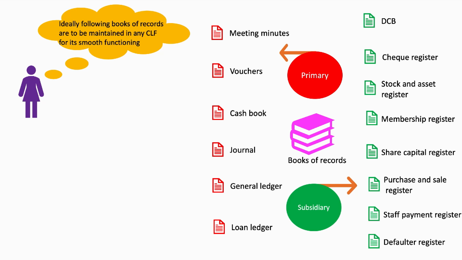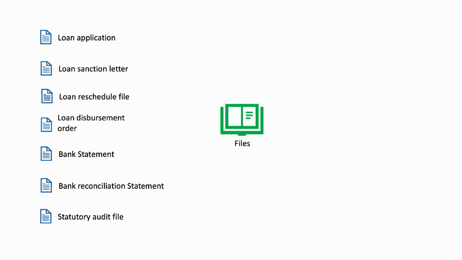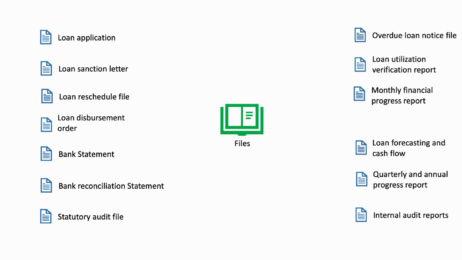Let's now move on to understand the different kinds of files that are important to maintain in the CLF office. As you can see on the left, there is a detailed list of files which should be maintained. For example, loan disbursement, order register, loan reschedule files, bank statements, bank reconciliation statements, and there is another list on the right as well. So in total, these are the different kinds of files that should be maintained in the CLF, specifically with reference to the financial records.